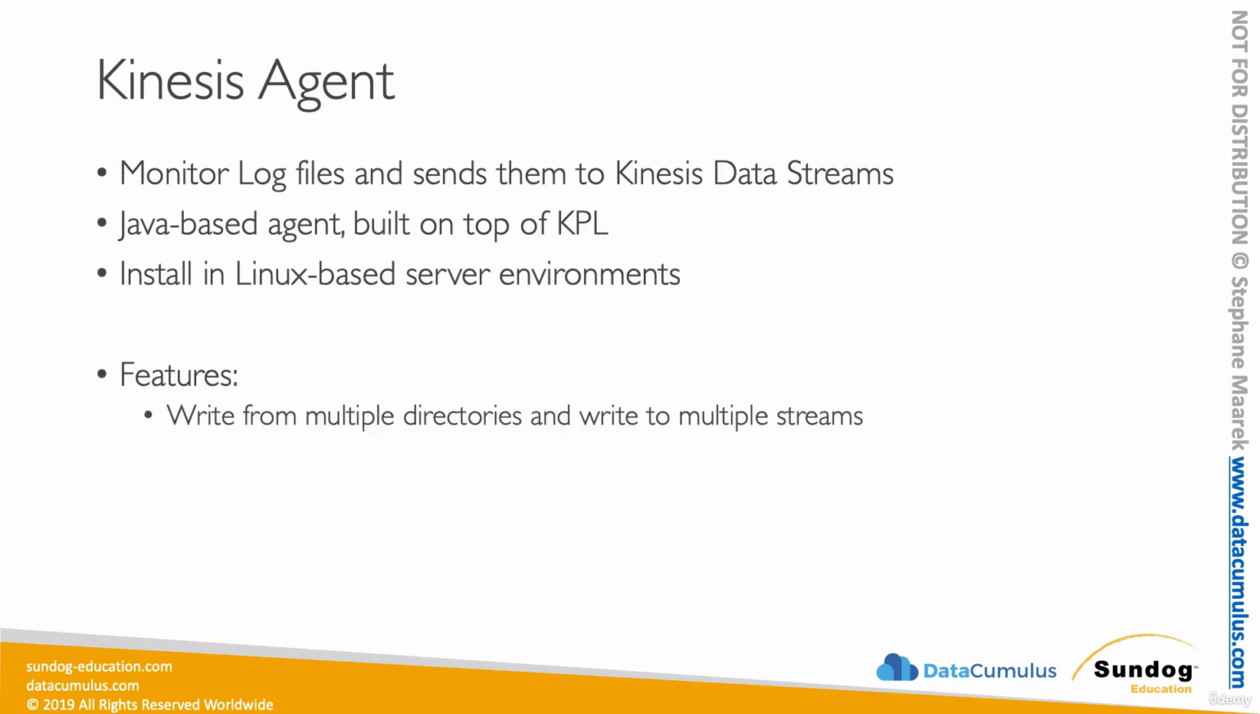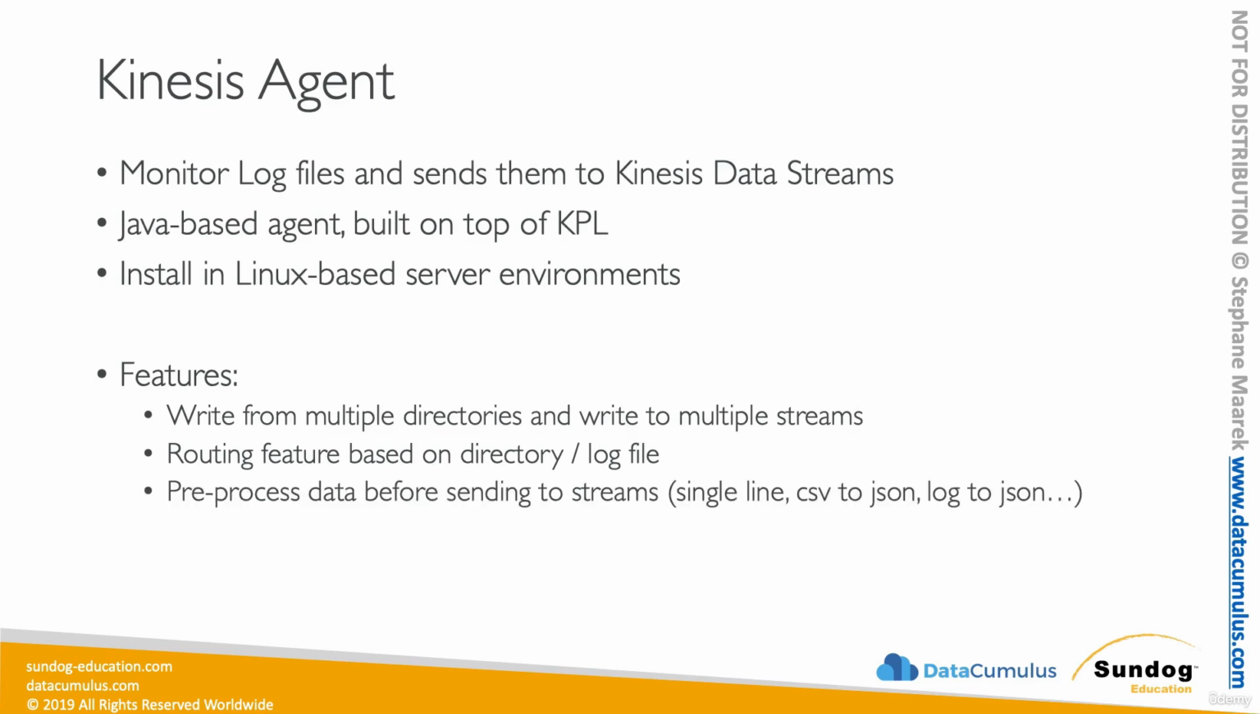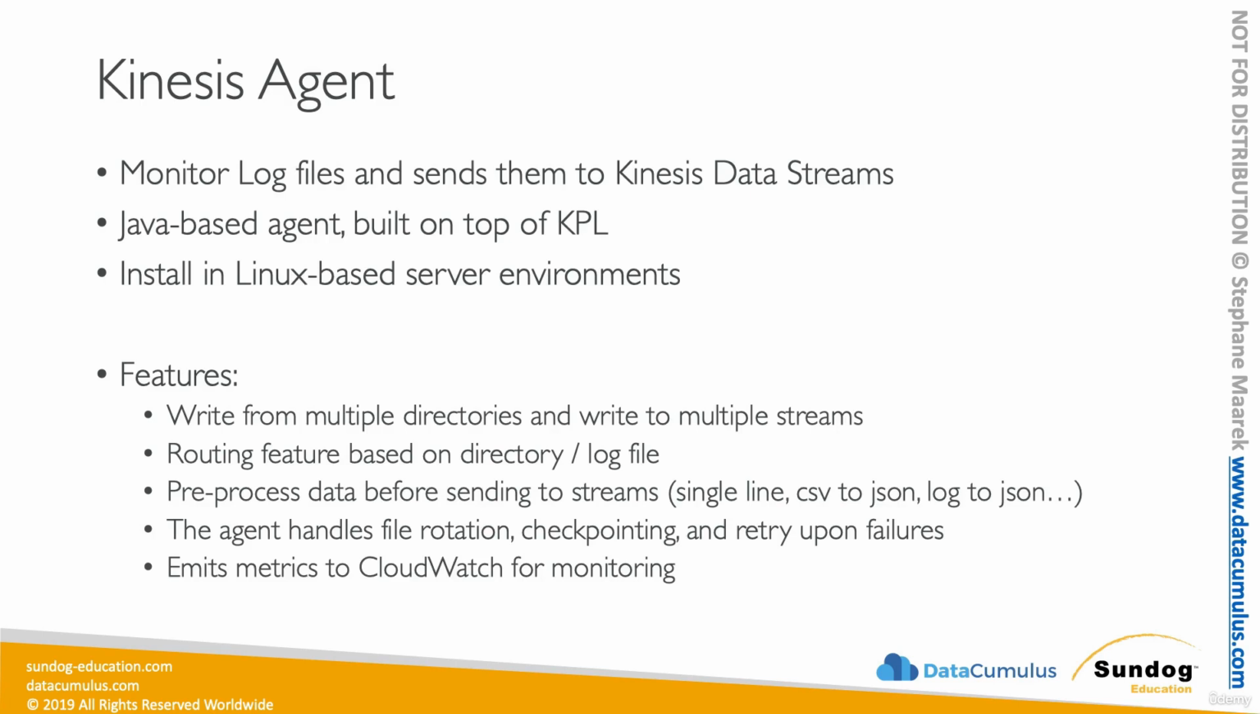The features are to write from multiple directories and write to multiple streams. It has a routing feature based on the directory or log file you're using. And it can even pre-process the data before sending it to Kinesis data streams. It can do single line conversions, CSV to JSON, log to JSON, and on top of it, the Kinesis agent is really well written, so it will handle anything like log file rotation, checkpointing, and retry upon failures. And because it uses the KPL library, it will emit metrics to CloudWatch for monitoring.